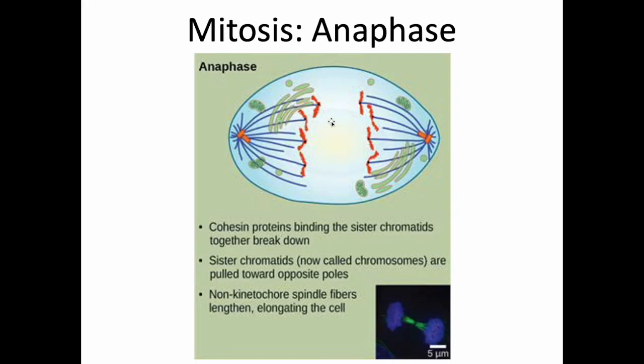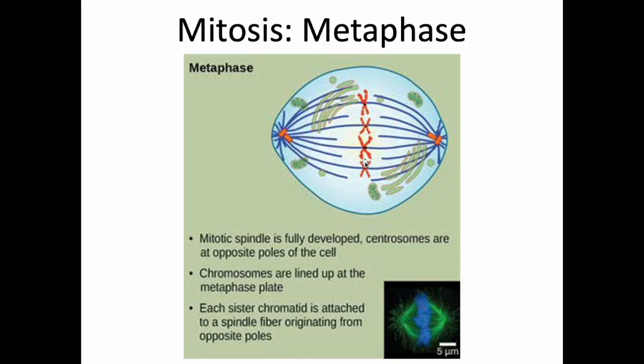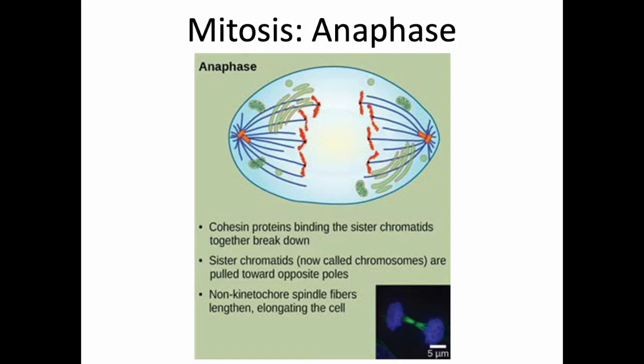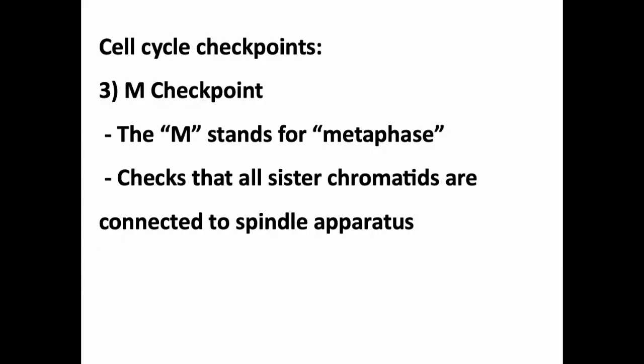We know what happens after metaphase. They're going to get pulled apart from one another. If any of these chromatids are not secured to microtubules, they will not get pulled apart, and that would be really bad. So we'll just secure the connections, double check all these connections in metaphase before they get pulled apart in anaphase. No take backsies once you start going through this process. So our third checkpoint is called the M checkpoint. M stands for metaphase. It checks that all sister chromatids are properly connected to the spindle apparatus.